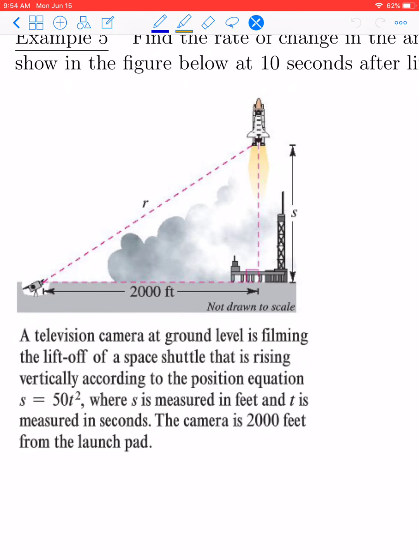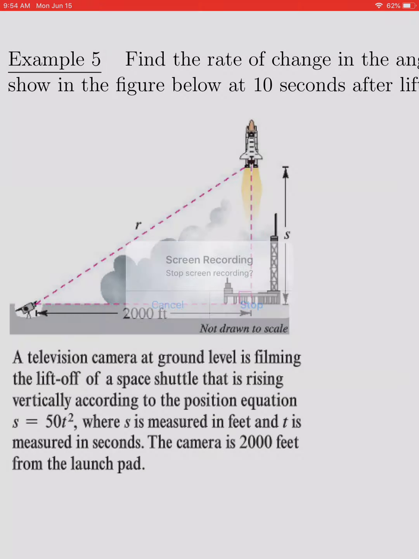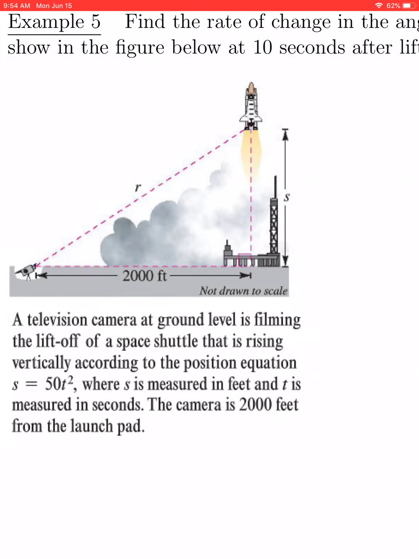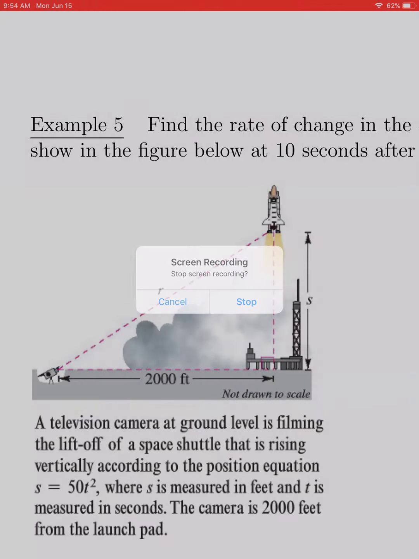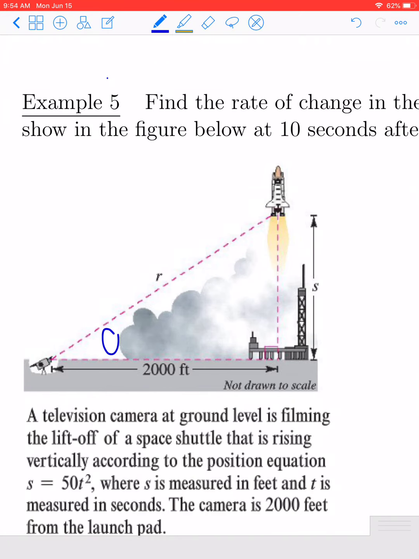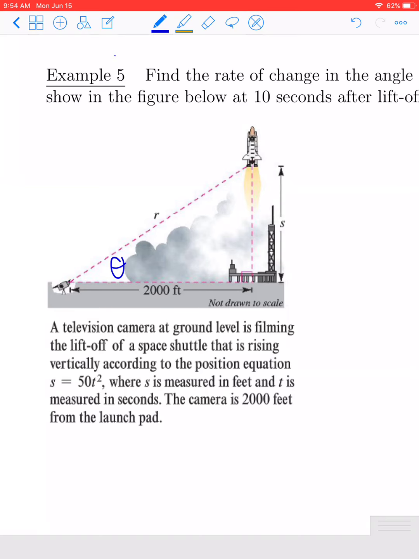So we have some angle theta here, which is the angle of elevation. So let's call this angle theta. This is going to be the angle of elevation. And we want to find the rate of change of this angle. Obviously, as the rocket ship goes up, that line of sight is going to be increasing, and so d theta/dt will be increasing.